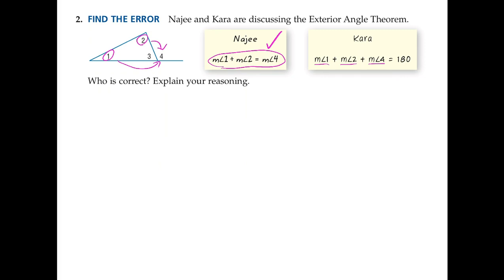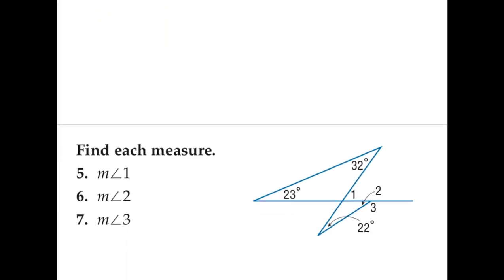So the 3 angles of a triangle add up to 180 degrees. They mistakenly combined the exterior angle theorem and the triangle sum theorem. So they mistakenly said all 3 angles add up to 180, and then they used the wrong angle. Instead of angle 3, they used the exterior angle there. Okay, that was the mistake. So Kara made a little mistake.